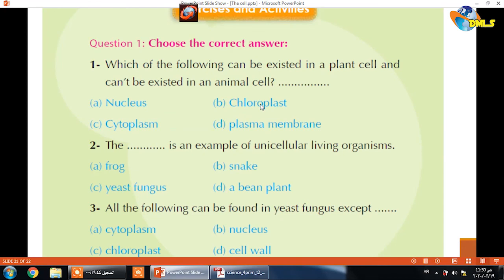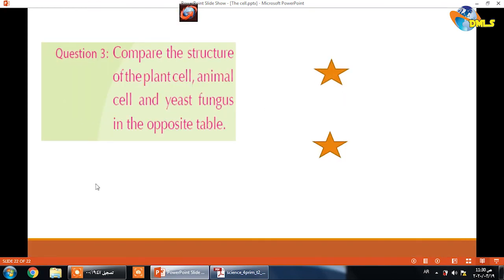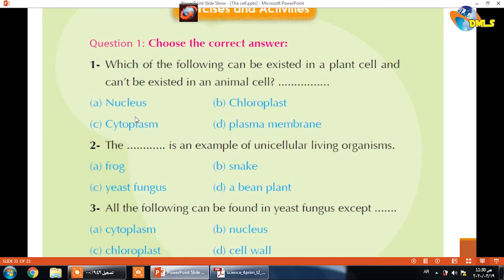The yeast is an example of a unicellular living organism. Of course, it's a yeast fungus. All the following can be found in a yeast fungus except... The yeast fungus consists of a cytoplasm, nucleus, and cell wall, but it doesn't have a chloroplast.